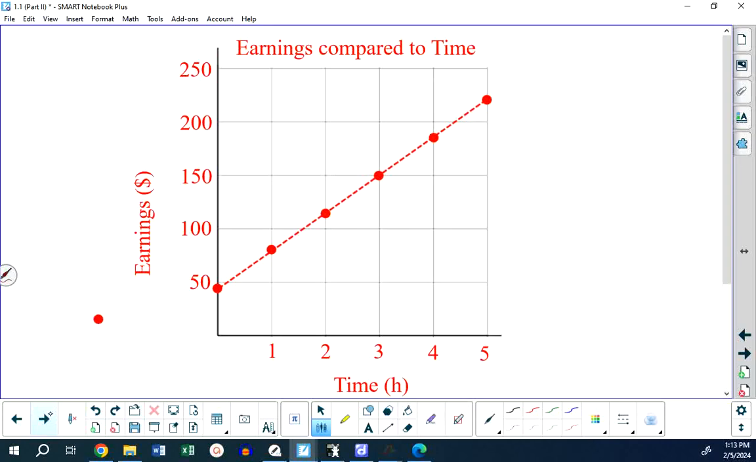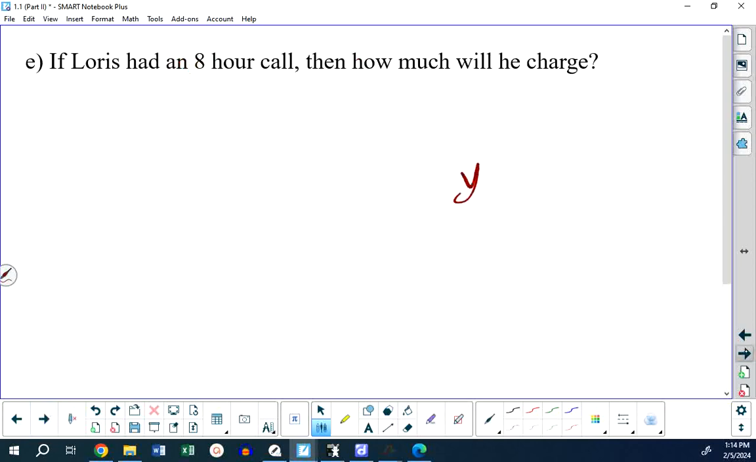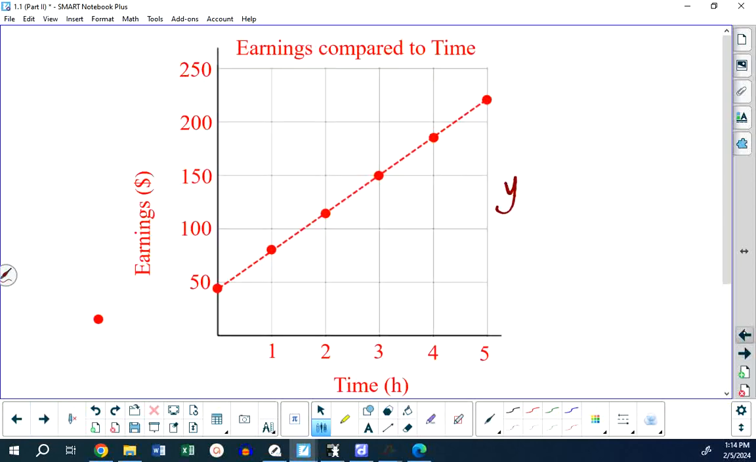Ryan, do you know? 45. You nailed it. You got it. $45. What does it mean? Why is the y-intercept $45? That's a tougher question. So we know the y-intercept is $45. Can anybody tell me what it means?